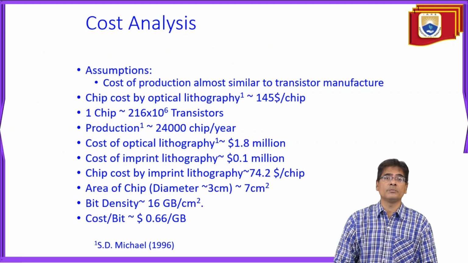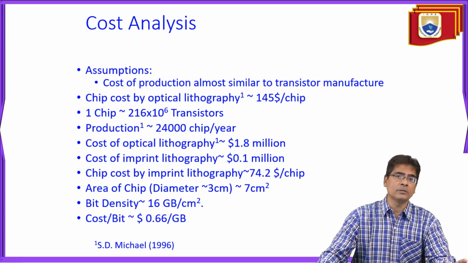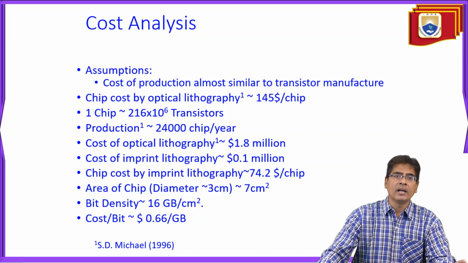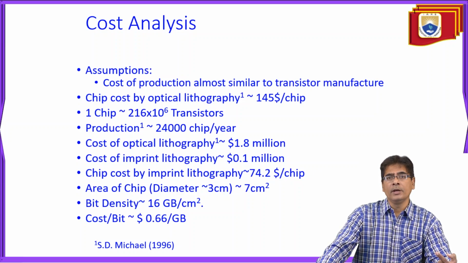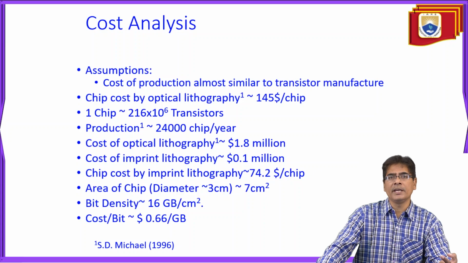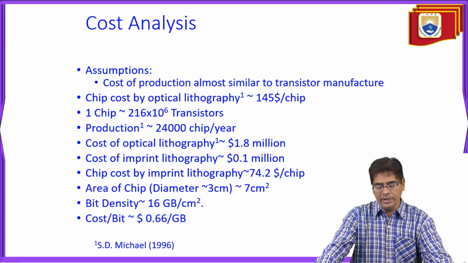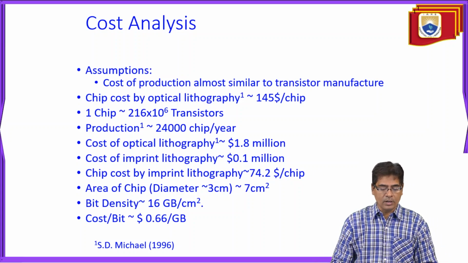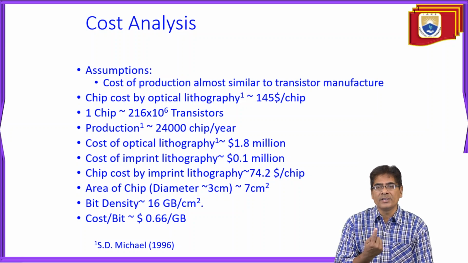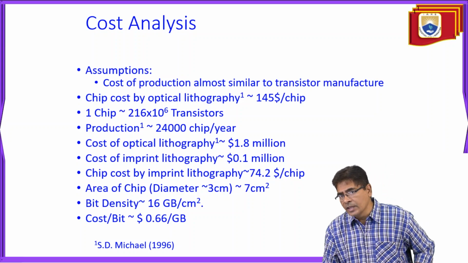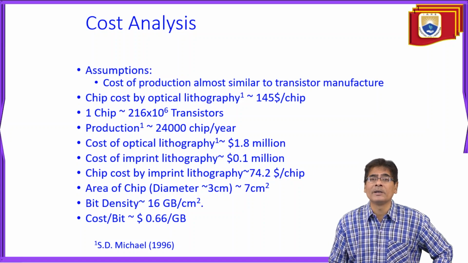So the cost analysis assumes that the cost of production is almost similar to transistor manufacture. Chip cost by optical lithography is $145 per chip, and one chip is around 2160 times 10 power 6 transistors. The production is approximately 24,000 chips per year, and the cost of optical lithography will be around $1.8 million. The cost of imprint lithography is $0.1 million, and chip cost by imprint lithography is $74.2 per chip. The chip diameter is around 3 centimeters, area around 7 centimeters square, bit density is 16 gigabytes per centimeter square, and the cost per bit is assumed to be 0.66 per gigabyte.